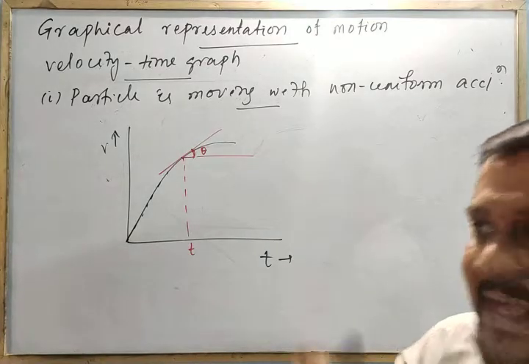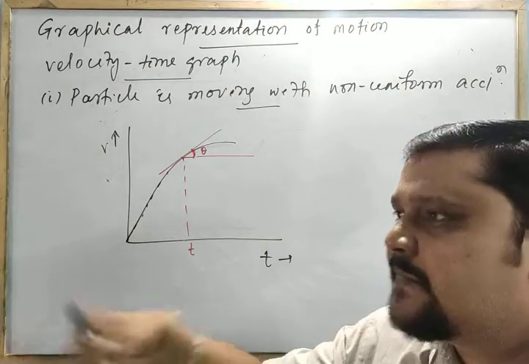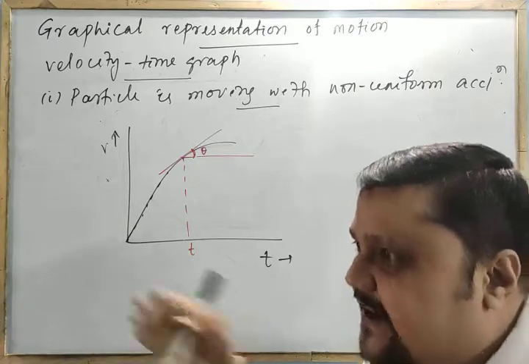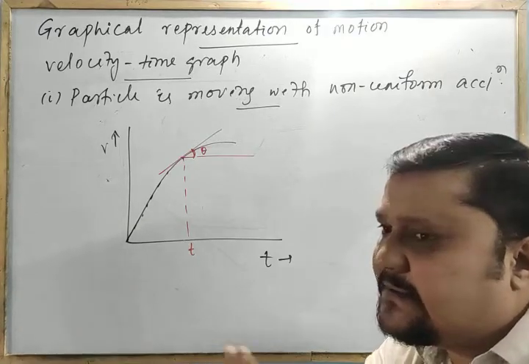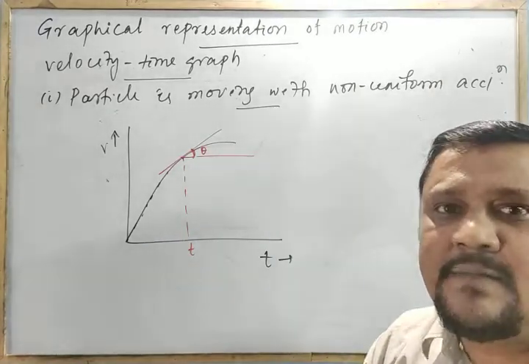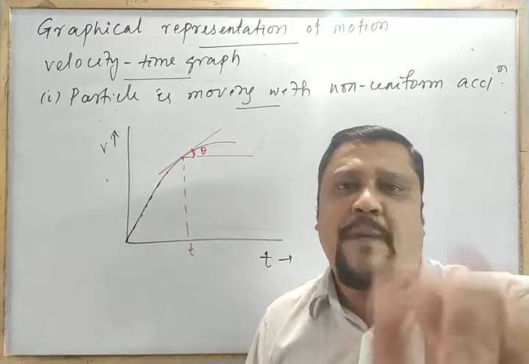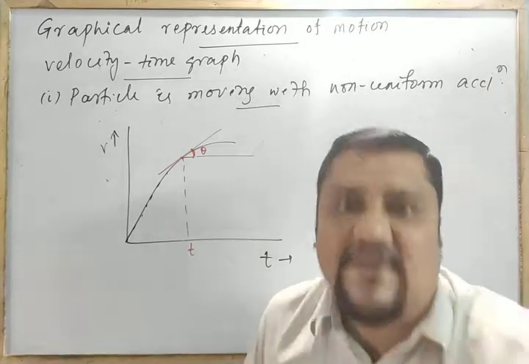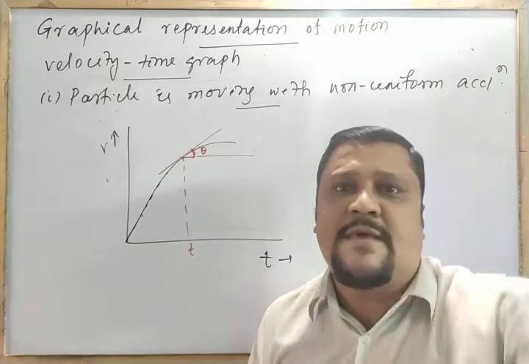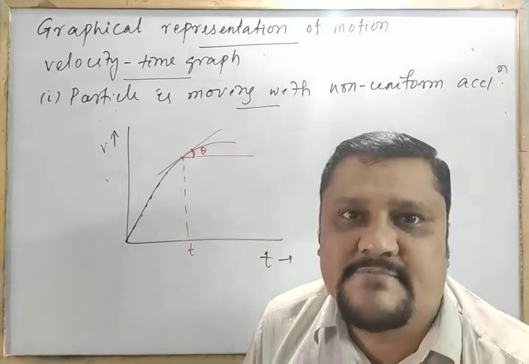Always like that. Tan theta is the slope. Check whether theta is less than 90 or greater than 90. If theta is greater than 90, then the slope is acceleration. The slope of the velocity time graph is acceleration. The slope of the position time graph or distance time graph is velocity. The area below the velocity time graph is distance. Like that.